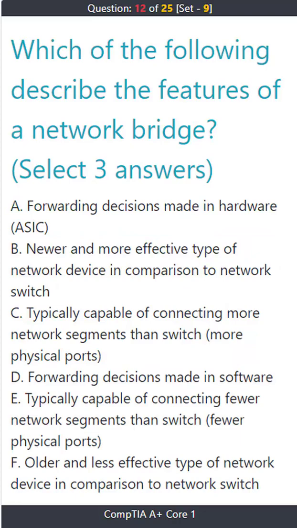Question 12. Which of the following describe the features of a network bridge? Select 3 answers. A. Forwarding decisions made in hardware, ASIC. B. Newer and more effective type of network device in comparison to network switch. C. Typically capable of connecting more network segments than switch, more physical ports. D. Forwarding decisions made in software. E. Typically capable of connecting fewer network segments than switch, fewer physical ports. F. Older and less effective type of network device in comparison to network switch.